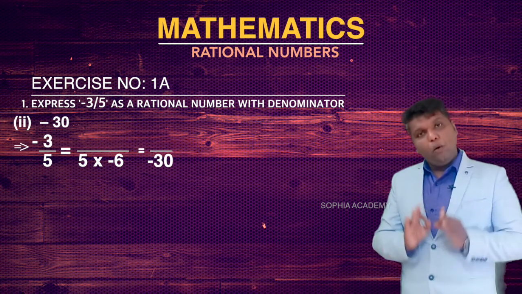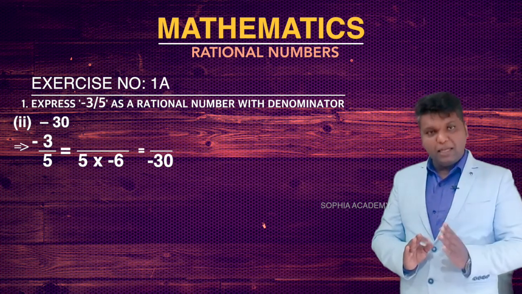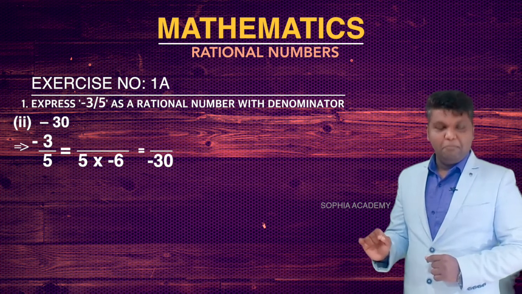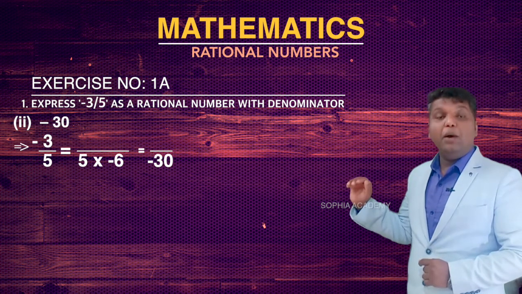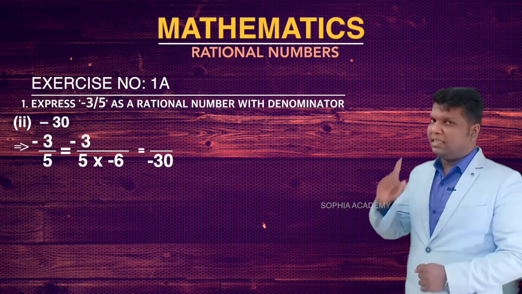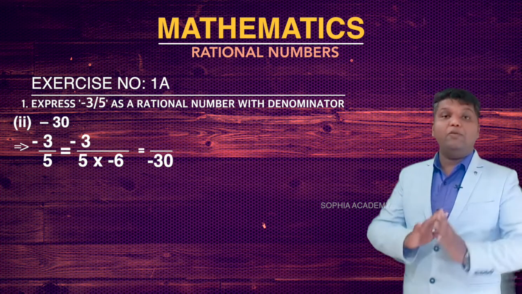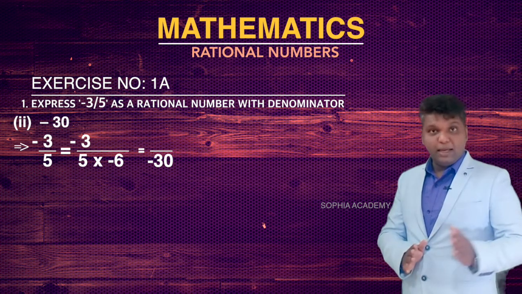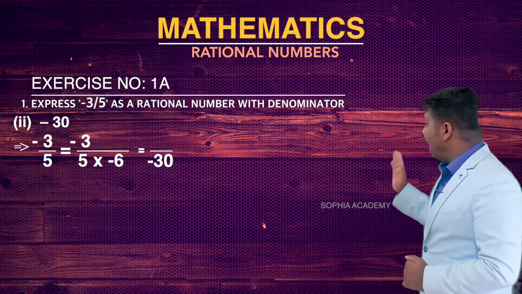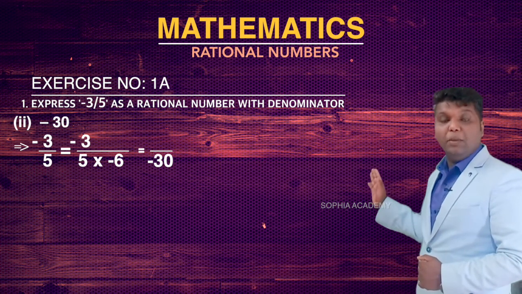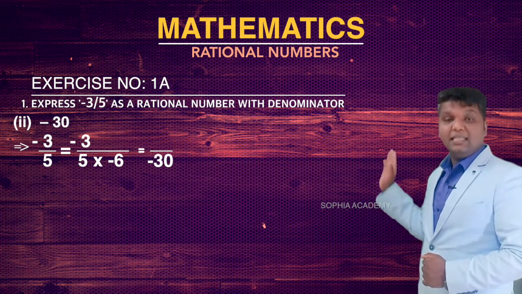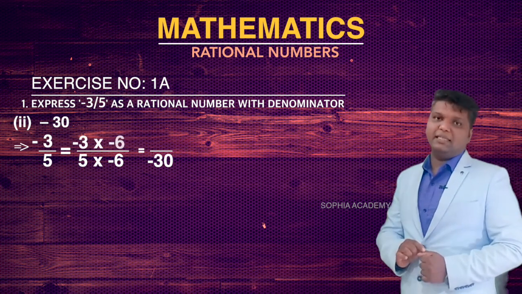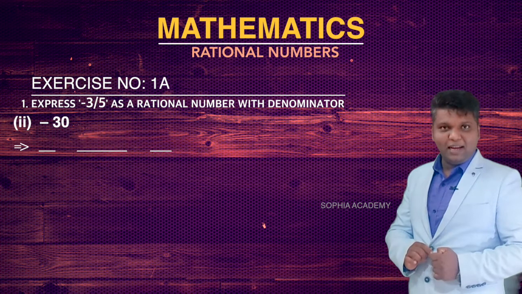So if you are multiplying the denominator by minus 6, definitely the denominator will become minus 30. So already we have studied in our properties of rational number that if you are multiplying the denominator by a particular number, you have to multiply the numerator also by the same number so that the value of the fraction will not change, isn't it? That's why here, as we need to multiply the denominator by minus 6, you will have to multiply the numerator also by minus 6 itself. So next step we will write like this.